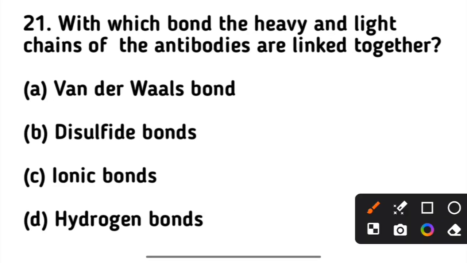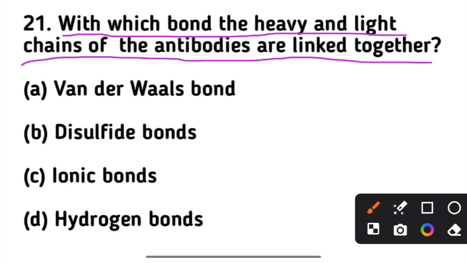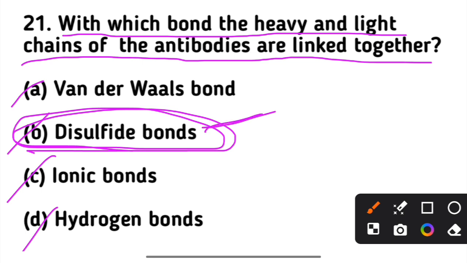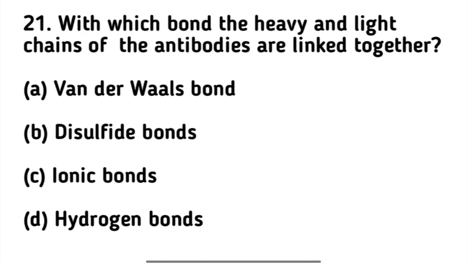Next, with which bond the heavy and light chains of the antibodies are linked together? Van der Waals bond, disulfide bonds, ionic bonds, hydrogen bonds. Option B is correct. Disulfide bonds.